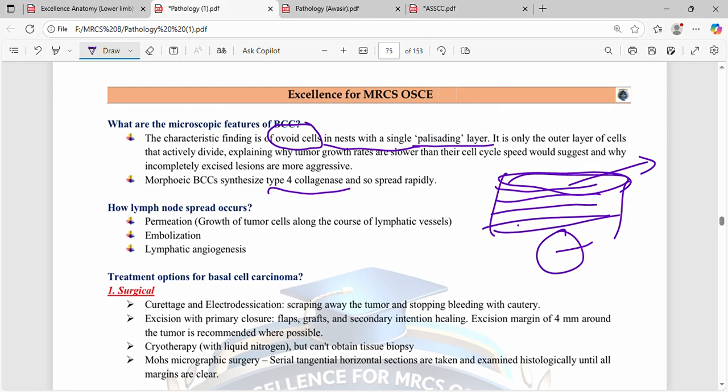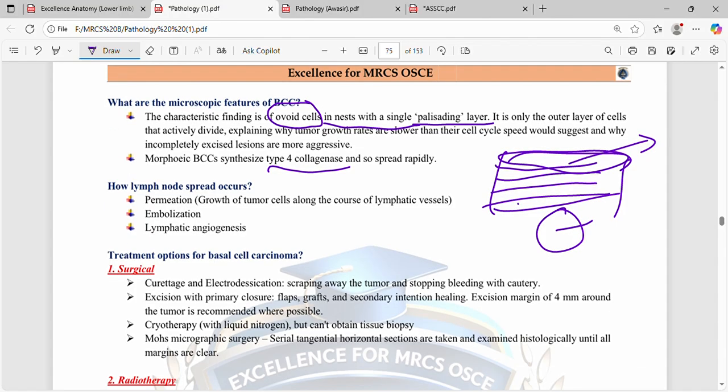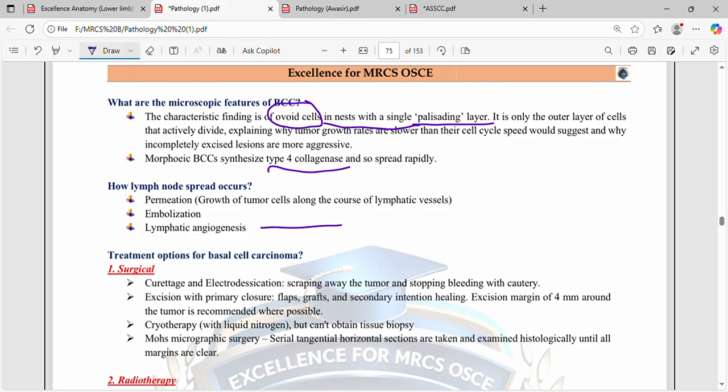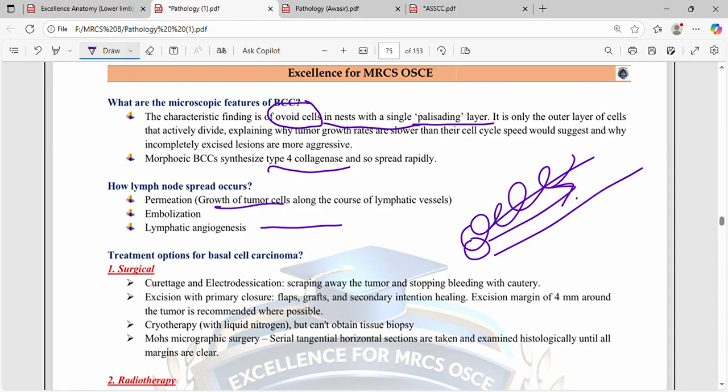How does lymph node spread occur? Permeation, growth of tumor cells along the course of lymphatic vessels, embolization, and lymphatic angiogenesis. Remember, we have studied that generally cancer cells produce vascular endothelial growth factor, so they help in angiogenesis of the lymphatics. Plus there can be embolization, where the embolus spreads through the vessels, and they can also grow along the lymph vessels.